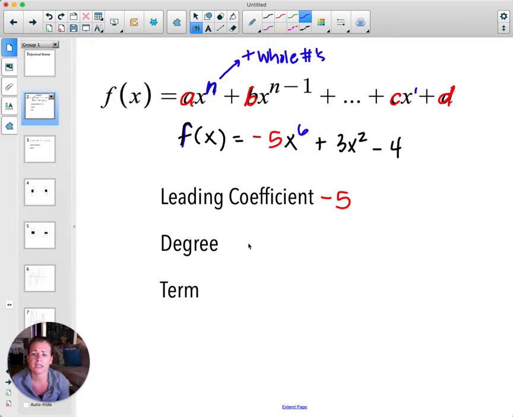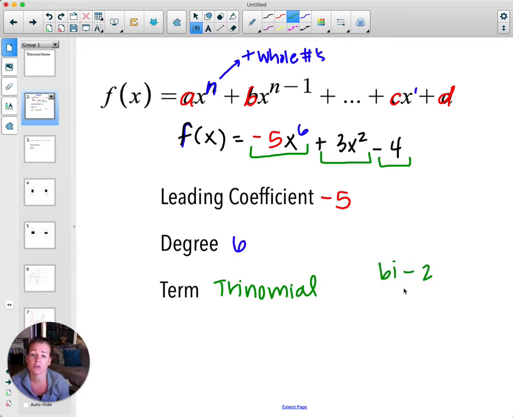The degree is 6. And when we talk about terms, terms are split up by adding or subtracting. So in this polynomial, here's one term, the negative 5x to the 6th, the 3x squared, and the negative 4. So this one has 3 terms, and it would be named a trinomial. There's also binomial, which has 2 terms, and then monomial, which is 1 term.